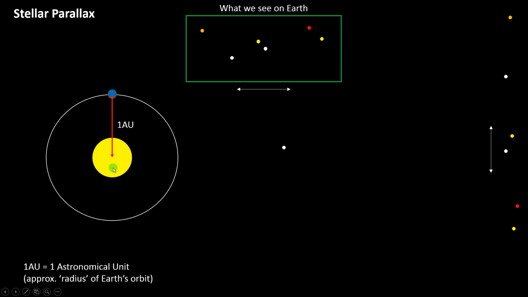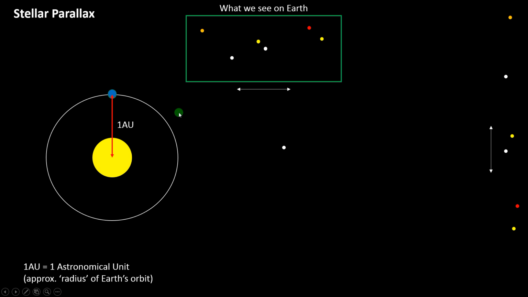We've got the Sun here and the Earth and the orbit of the Earth shown. And I've labelled this distance 1 AU, which is called an astronomical unit, and approximately that's the radius of the Earth's orbit. I say approximately because obviously the Earth's orbit is slightly elliptical, so it's not got a constant distance from the Sun. But we don't need to worry ourselves about the technical details of the definition of the astronomical unit. It's roughly the radius of the Earth's orbit.